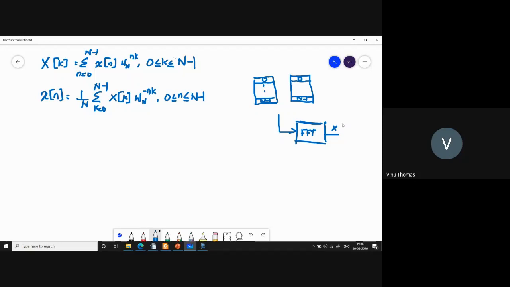Now I need you to tell me how many memory locations are required for this entire operation. So at the input you have x of n, and at the output you have X of k. How many memory locations are required for this entire operation of calculation of the Fourier transform of x of n? I'll ask one of you. So Meenakshi, can you explain? Can you give me the answer? How many memory locations are required?